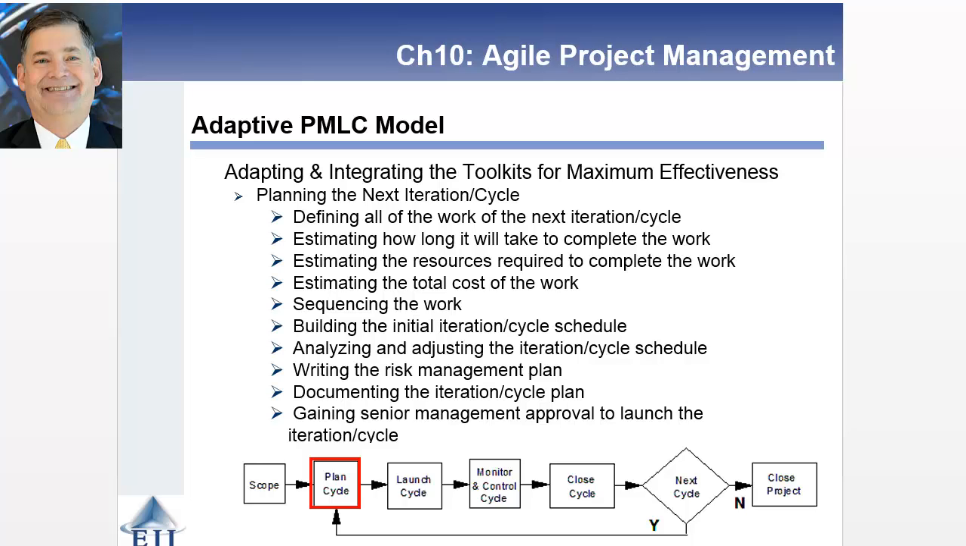From there, you move into the planning phase, and again, you're trying to plan out the next iteration or cycle that's going to take place. How much work is it going to take? What resources is it going to work? How do you sequence this and build a network diagram? Go ahead and write out your risk management plan. Document the cycle, not the entire plan, and then get approval to move forward with this particular project.